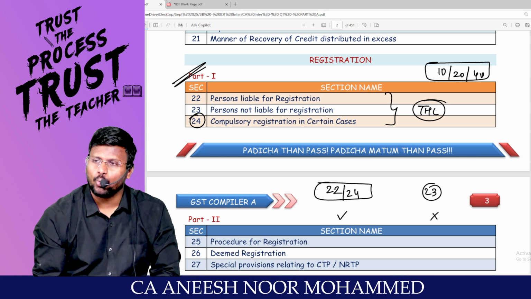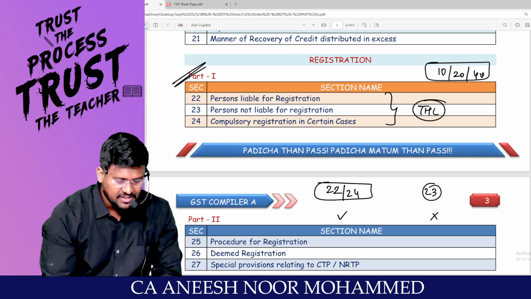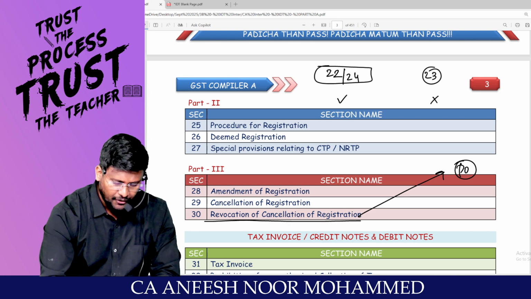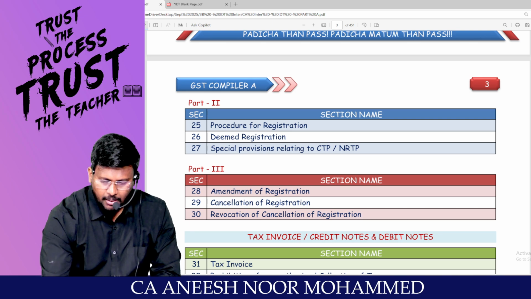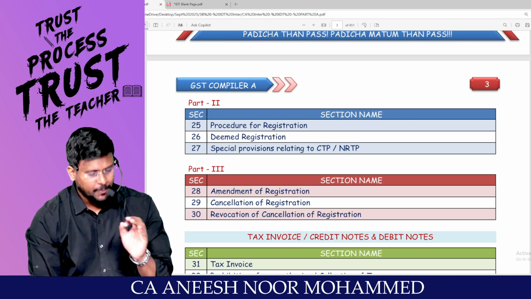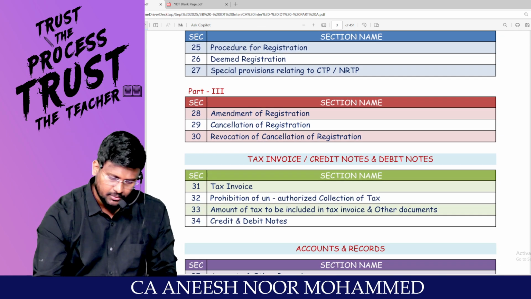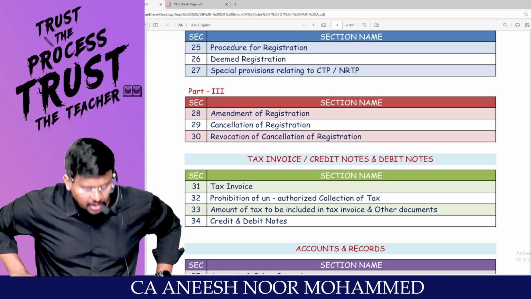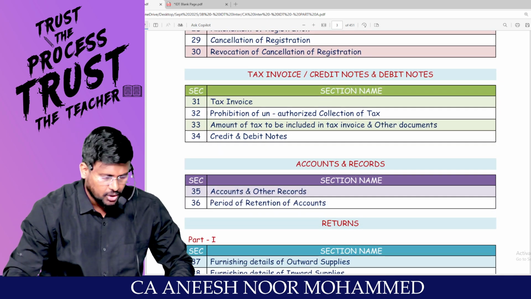What is 22? Person liable for registration. 23? Person not liable for registration. 24? Compulsory registration. 25? Procedure for registration. 26? Deemed registration. 27? Special provisions relating to casual taxable person. 28? Amendment of registration. 29? Cancellation of registration. 30? Revocation of cancellation of registration.